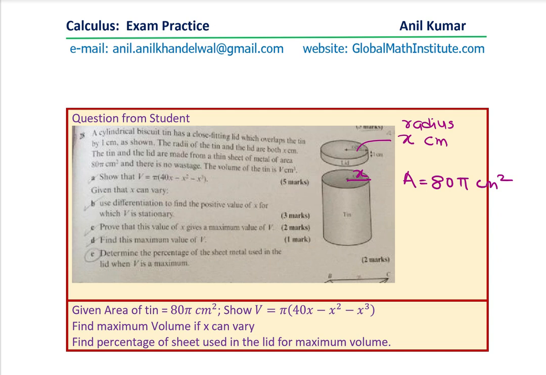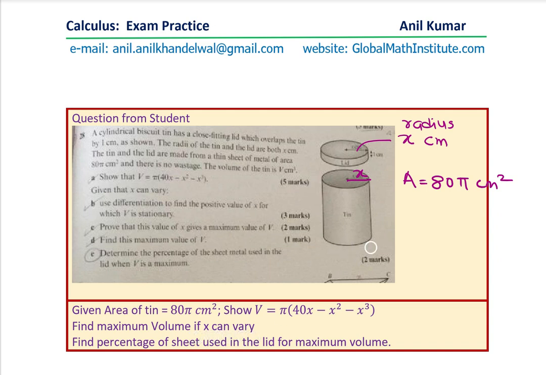And there is no wastage. The volume of the tin is V centimeter cube. Show that the volume is, so I've written this formula right here for the convenience. We are given area of the tin as 80 pi centimeter square, and we need to show that volume is pi times 40 pi minus 40x minus x square minus x cube. Find the maximum volume if x can vary.